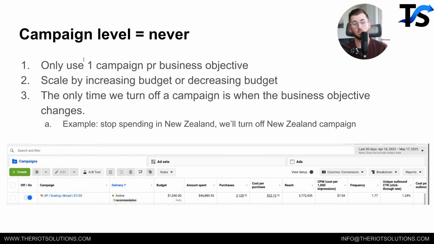Say, for example, we do one campaign per country we want to actively target. Let's say we're advertising in New Zealand, and for whatever reason, New Zealand's making us no money. Let's cut that out. So we'll just turn off that campaign, and we never start it back up. It's only when the business objective changes, of not wanting to advertise in New Zealand anymore. It's not that New Zealand isn't profitable so let's turn it off. It's, hey, we simply do not want to advertise in New Zealand anymore. Let's turn it off and move on. That's how we manage campaigns at the campaign level.